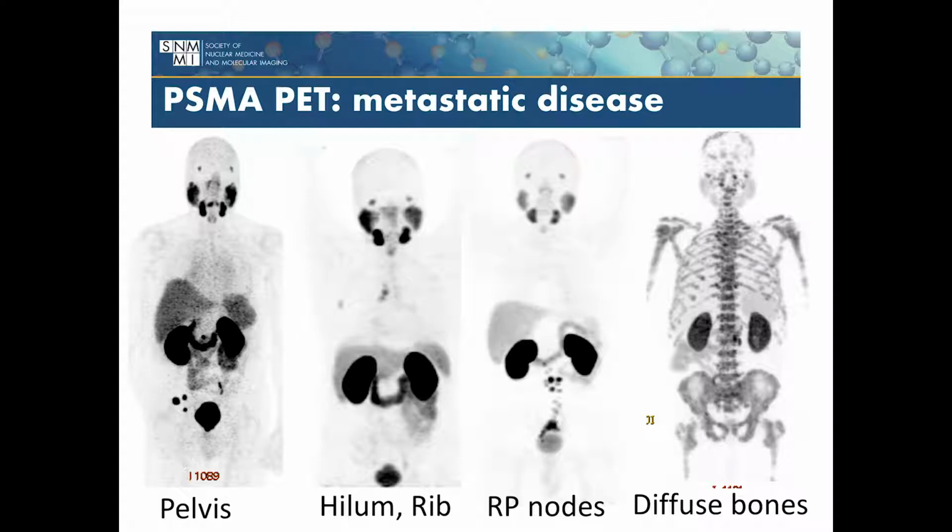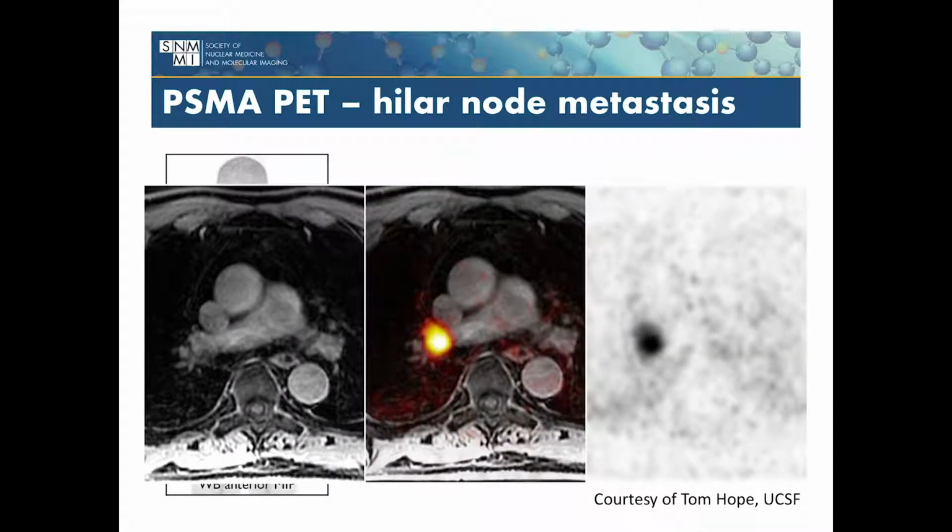And then here's an unfortunate example of a patient with a new diagnosis who just had really diffuse bone mets at the time of presentation, and we see these occasionally as well. So this is the type of spectrum of disease we're seeing with PSMA PET. Some other interesting examples. Here's a patient with a single hilar lymph node metastasis. This was confirmed on endobronchial ultrasound-guided biopsy.